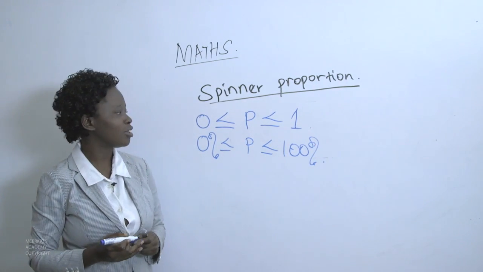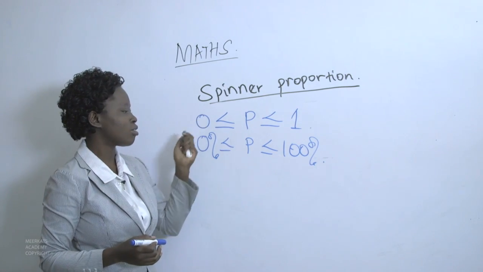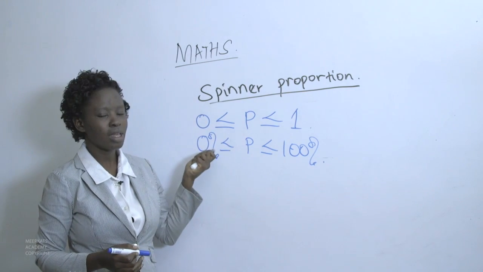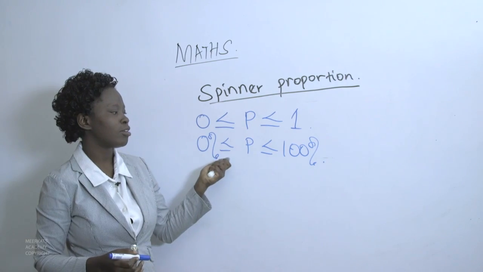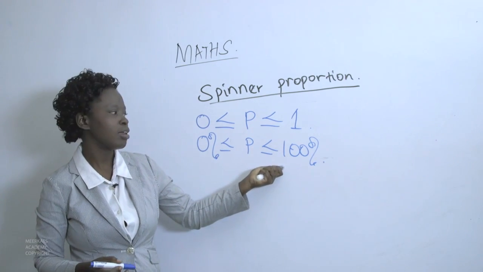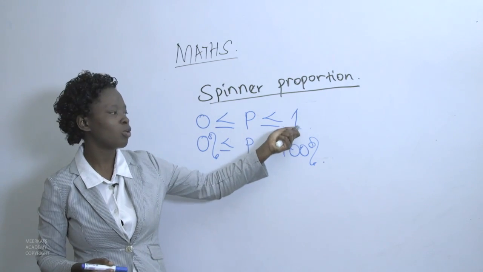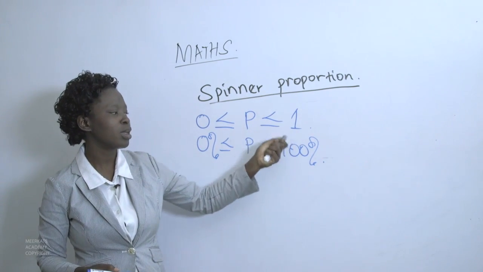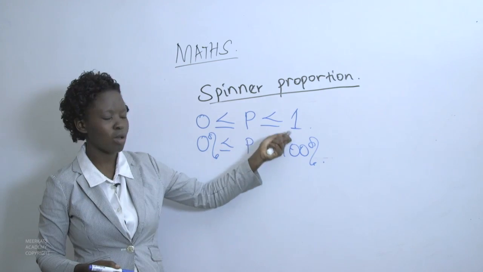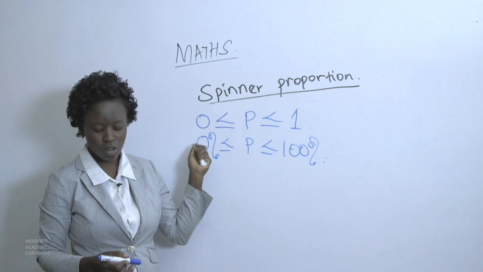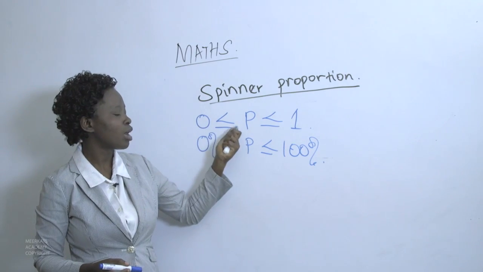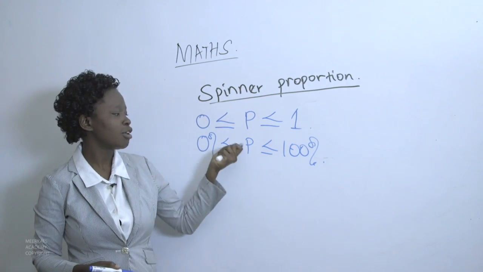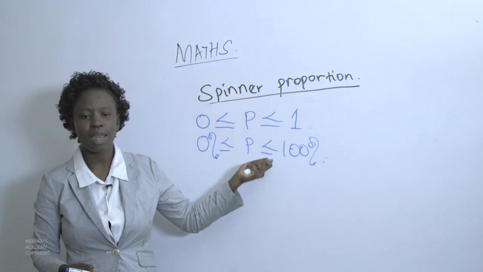So we find that if it is 0%, then that event is impossible. If it is less than 50, then it is an unlikely event. If it is more than 50, then it is a likely event. But if it is 100% or 1, then we say that this is a sure event or a certain event. Where you are sure it is going to happen, it is 100%. Where you are sure it is not going to happen, it is 0. Where you are not sure, in between, if it is less than 50, we are saying it is unlikely. If it is more than 50, then it is a likely event.